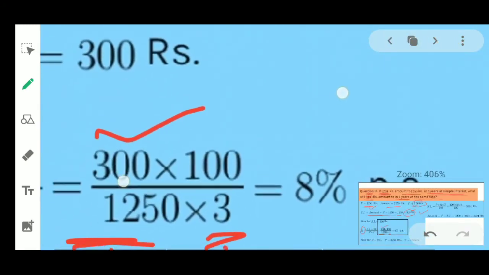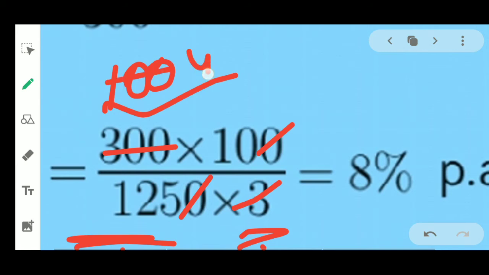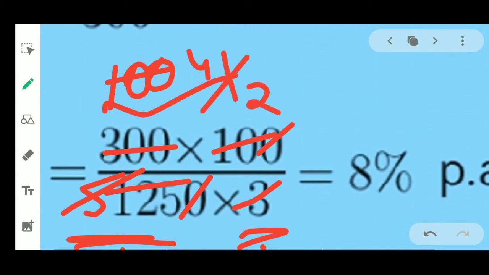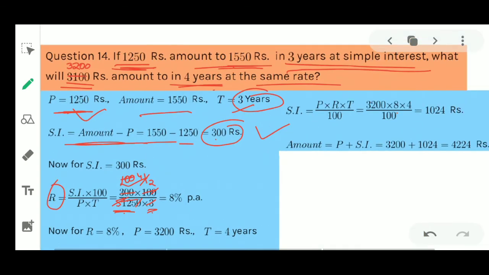Okay, so here 0 will be cancelled. 300 by 3 is 100. 25 4 is 100, 25 5 is 125, and 10 divided by 5 equal to 2. So 4 into 2, 8%. Clear? So that is the rate percent. And next, what will 3200 rupees amount to in 4 years at the same rate?